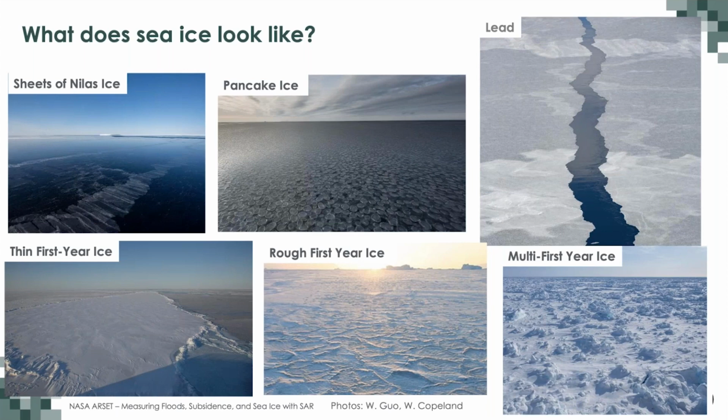We also have leads here, so you can see a lead that's opened up in the thin ice areas where you can see the open water in between. But most people maybe think more of the thicker ice types, the ones we see polar bears standing on. And these are the first-year ice and multi-year ice types. Over here, there are 3 different pictures of thin first-year ice, rough first-year ice, and also multi-year ice.